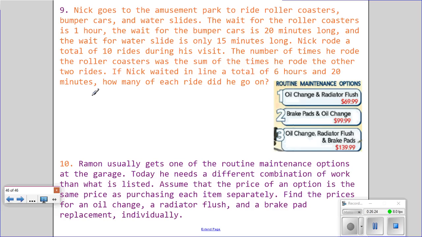For these next two, I'm just going to help you set up the equations and you will solve the systems. Nick goes to the amusement park to ride roller coasters, bumper cars, and water slides. The wait for the roller coasters is 1 hour, the wait for the bumper cars is 20 minutes, and the wait for the water slides is only 15.